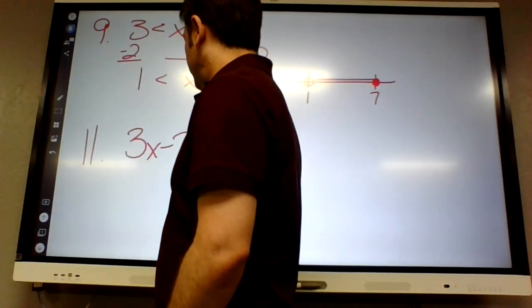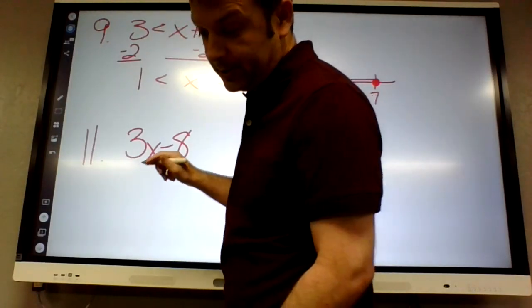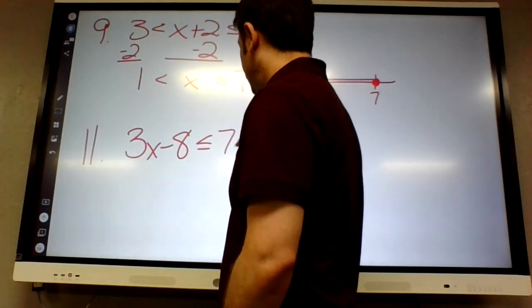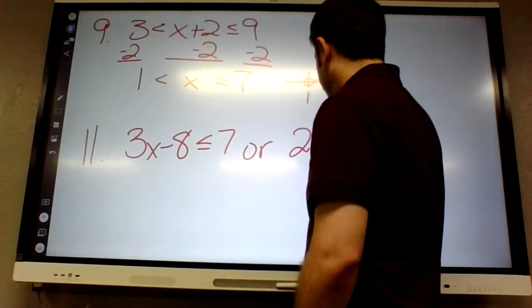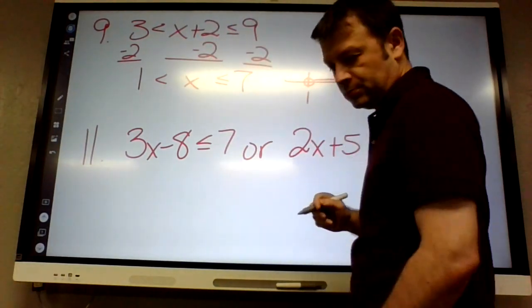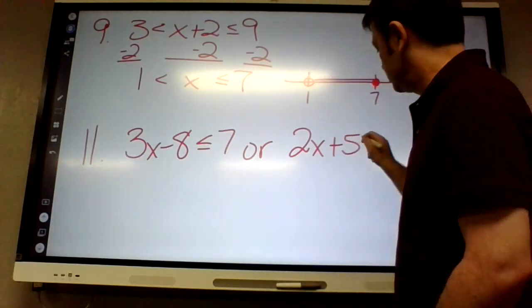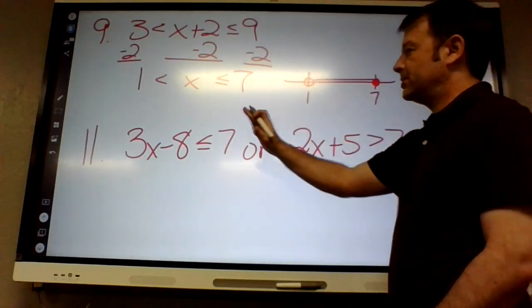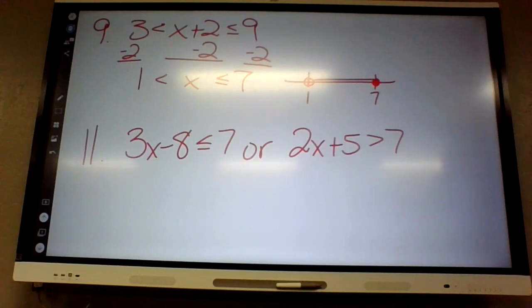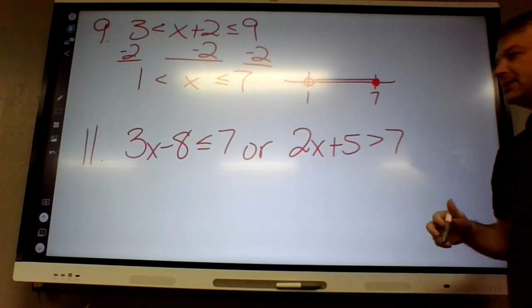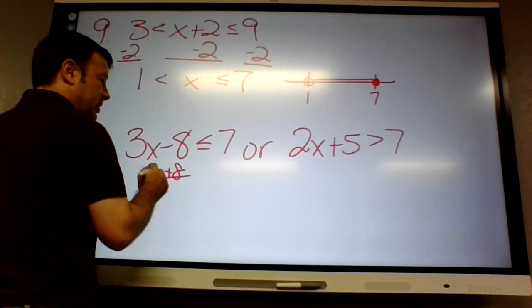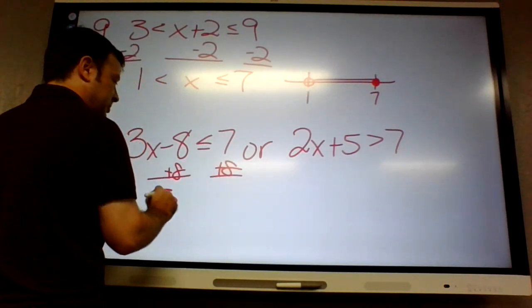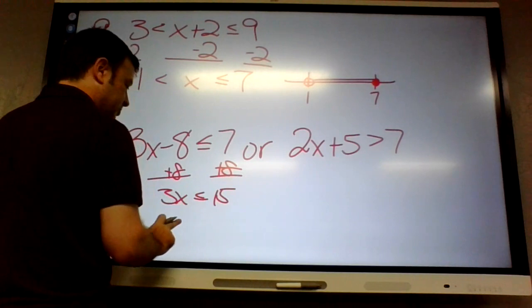Okay. Number 11 is two separate statements connected with an or. Guess how we're going to do this one? You're just going to solve them separately, just like they're two different things. So, pretty basic. I'm going to go very quickly. I wouldn't copy me, I would just do it yourself and then make sure we're in agreement.